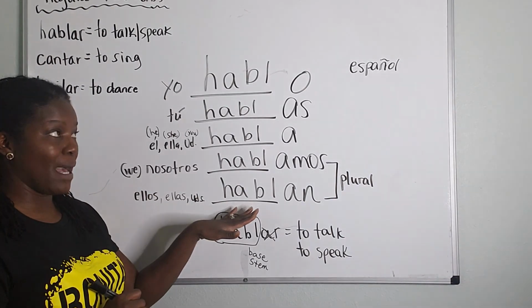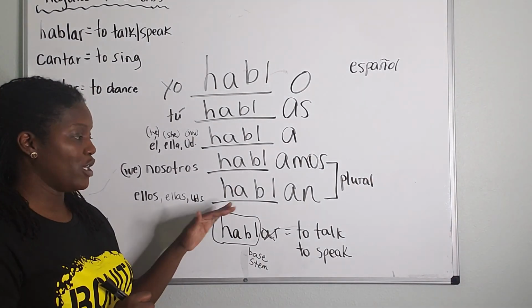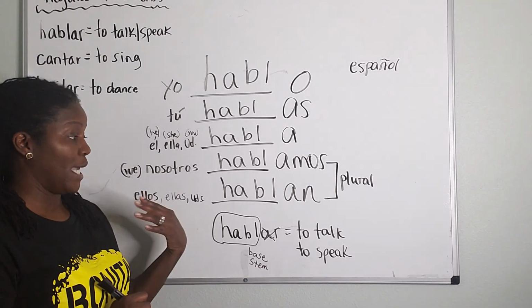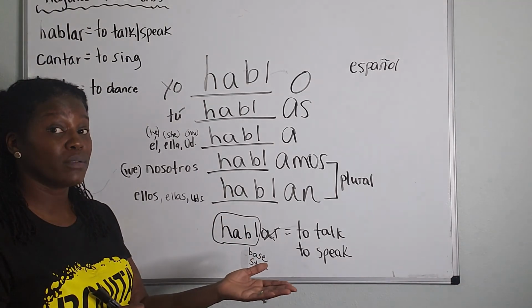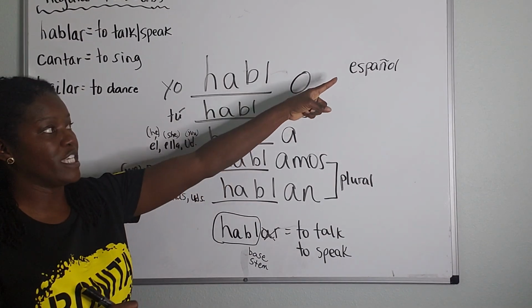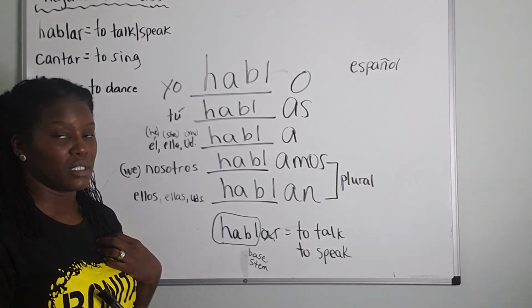So ellos hablan en la oficina. They talk in the office. Ellos hablan en la cafeteria. They talk in the cafeteria. Ellos hablan en el gimnasio. They talk in the gymnasium. Yo hablo español en la oficina. I speak Spanish in the office.